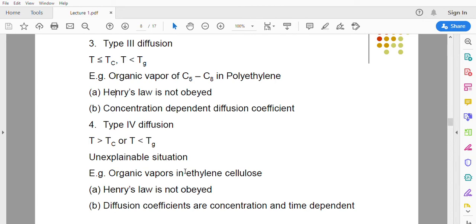So at this condition, you cannot use Henry's law. Henry's law cannot be obeyed. And second, diffusion coefficients are concentration as well as time dependent. This is the most difficult condition for mathematical modeling, because your diffusion coefficient will be a function of concentration as well as time.